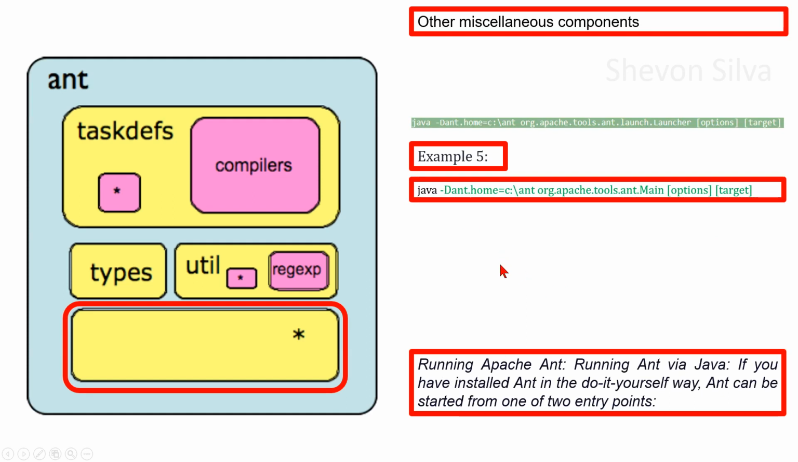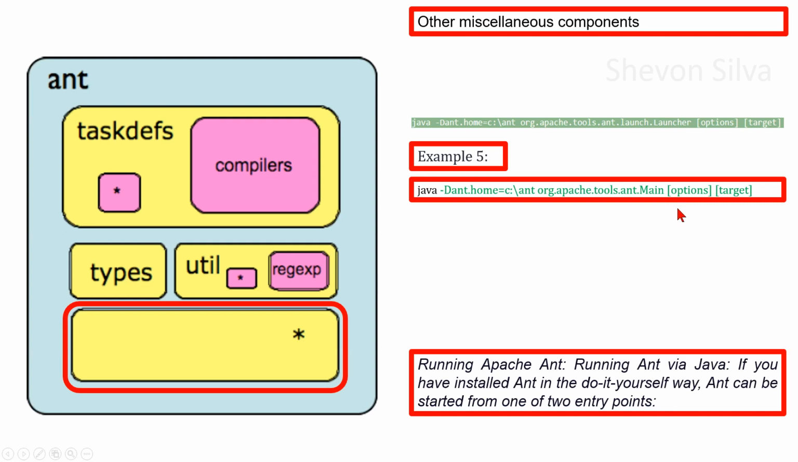Now we are considering running Ant via Java, in Running Apache Ant. If you have installed Ant in the do-it-yourself way, Ant can be started from one of two entry points. The first method runs Ant's traditional entry point. The second method uses the Ant launcher introduced in Ant 1.6. The former method does not support the -lib option, and all required classes are loaded from the classpath.